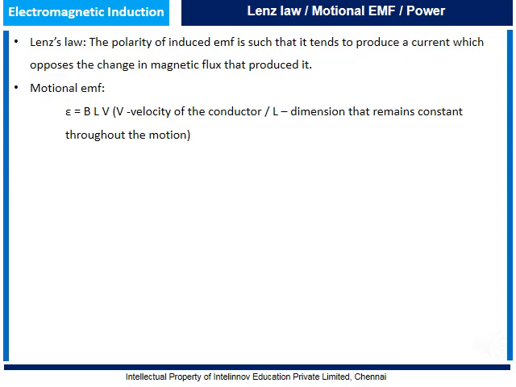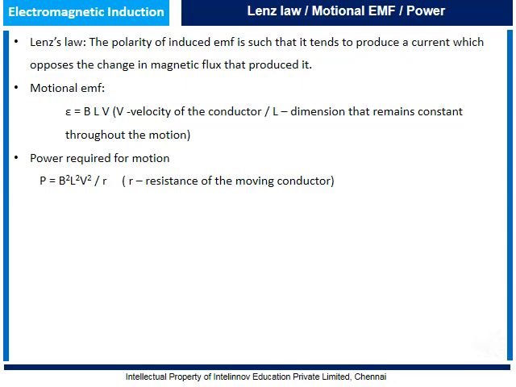Power required for motion is given by P equal to B² L² V² by R, where R is the resistance of the moving conductor. This power is dissipated as heat. Charge flow and change in magnetic flux: ΔQ is given by ΔΦ_B by R, that is, change in magnetic flux divided by the resistance of the moving conductor.